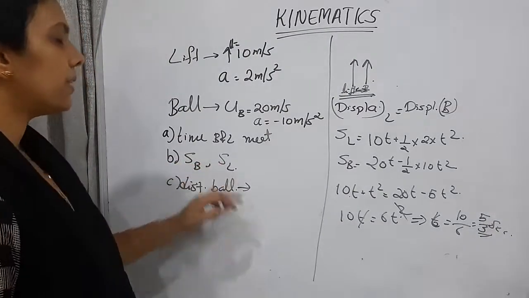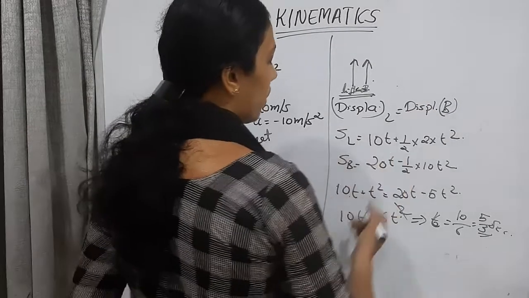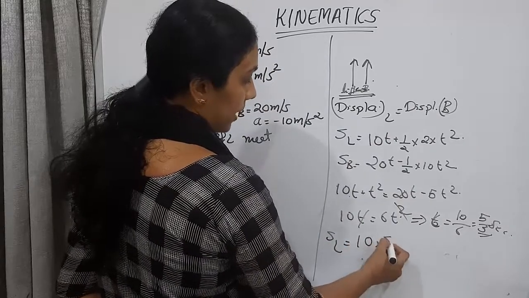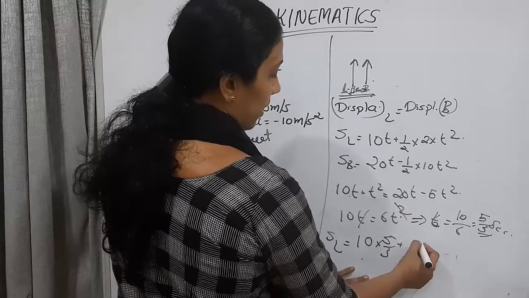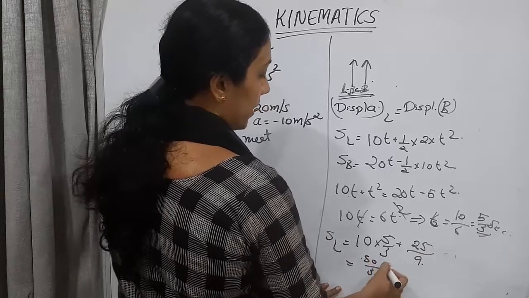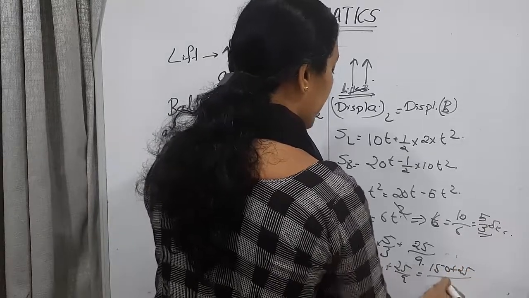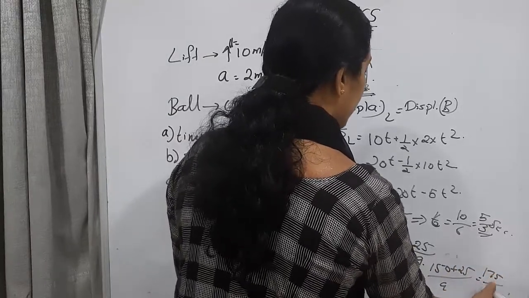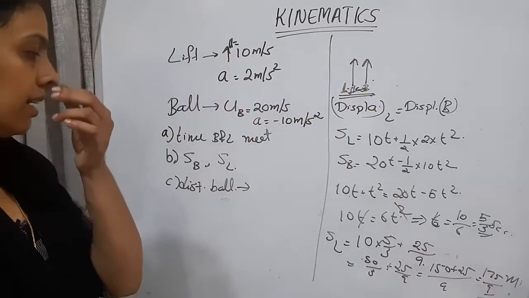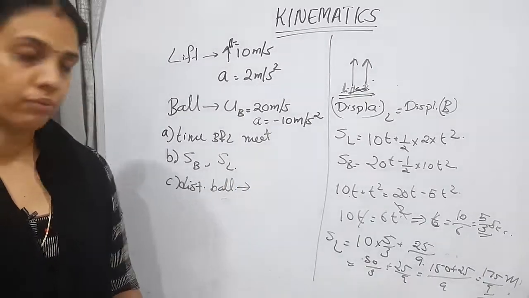At that time, what will be the displacement of the ball and lift? Both are equal, so in any one of the equations we can substitute the value of t. 10 into 5 by 3 plus t square, 25 by 9. Therefore 50 by 3 plus 25 by 9 equals 150 plus 25 divided by 9, which is 175 by 9 meters. So this is the displacement of the ball, which is equal to the displacement of the lift.